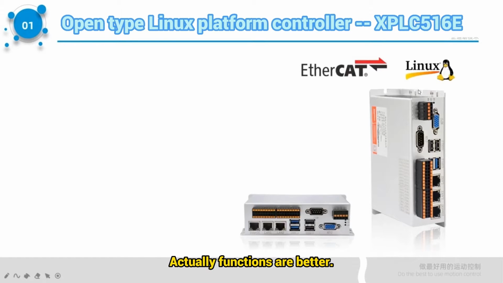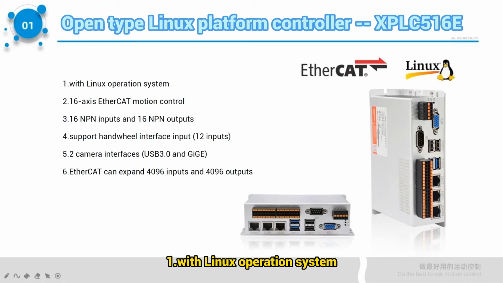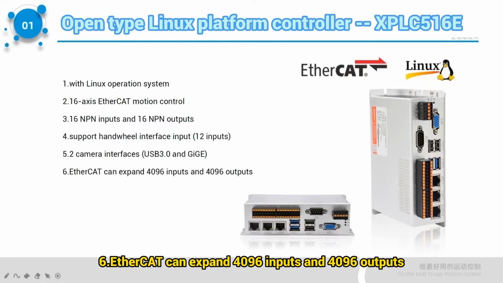Actually, functions are better. Number one, with Linux operation system, 16xe is ZCad to more motion control, 16 NPN inputs and outputs, support hand wheel interface. Two camera interfaces. ZCad can expand 4096 inputs and outputs.